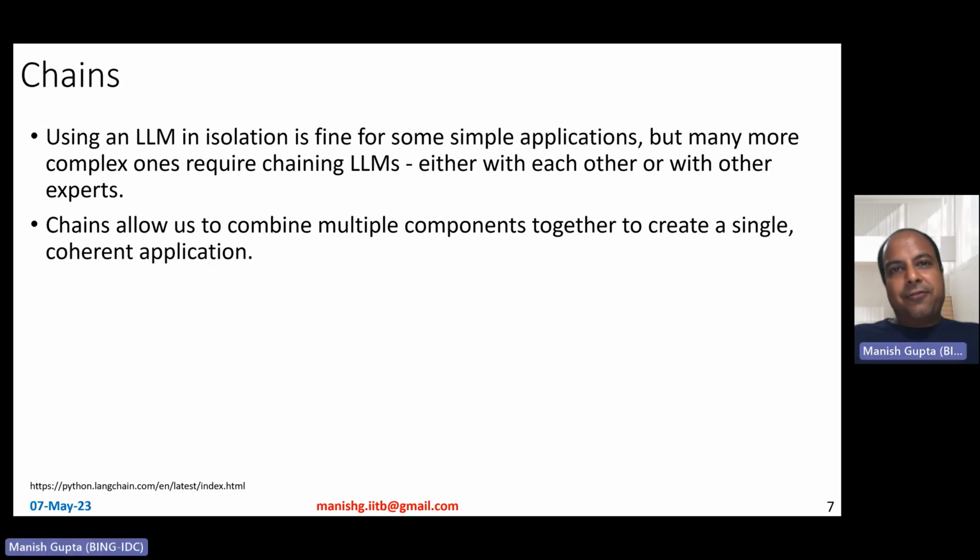LangChain also supports chains, of course, as the name says. So using a large language model in isolation is okay for some simple applications. However, for more complex and more typical ones, you will require chaining large language model requests, either with each other or with other experts. So there could be other things that you want to combine with large language models, and that can be done using chains. Chains allow us to combine multiple components together to create one single coherent end-to-end application.